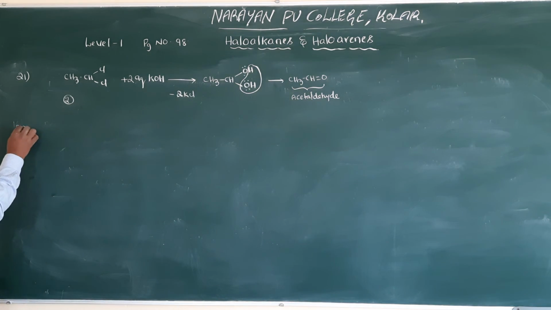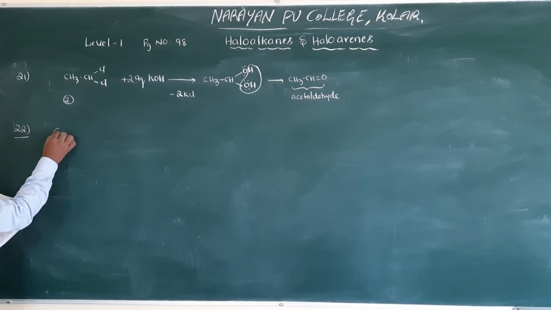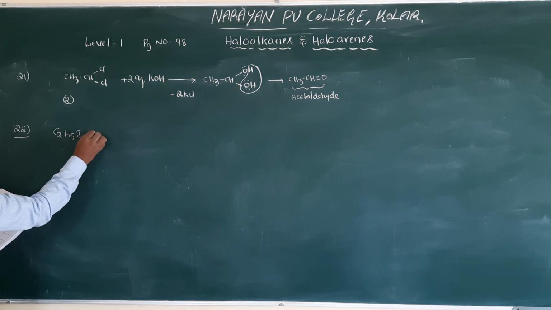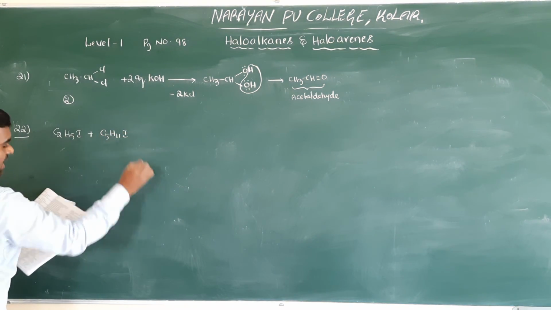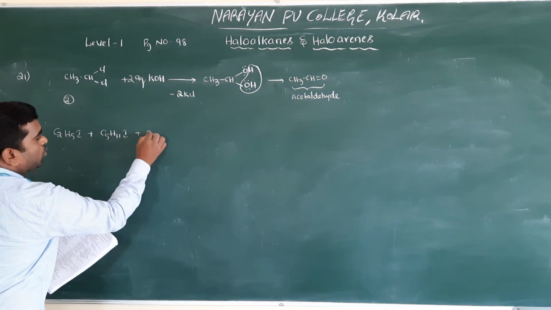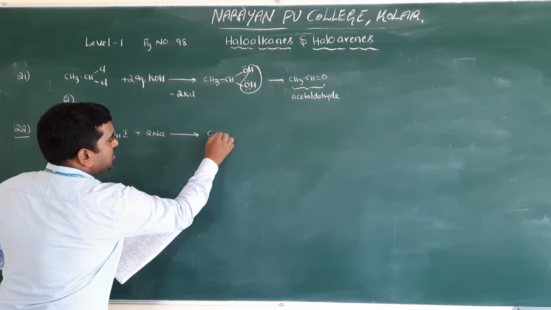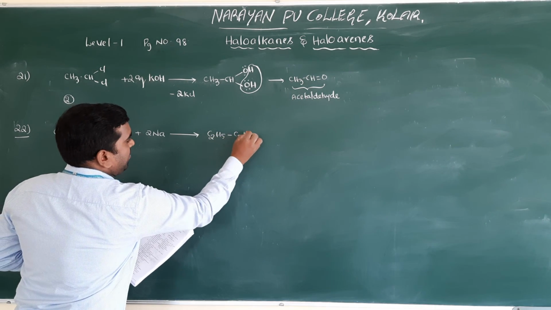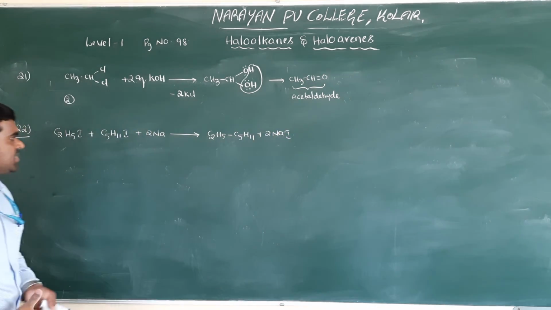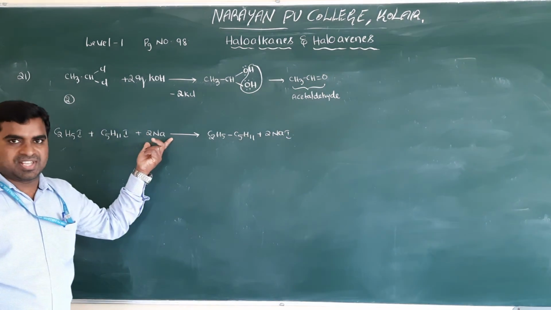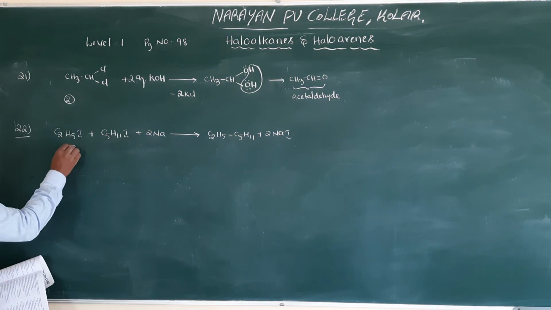And next is question number 22. What have they given? C2H5I plus C5H11I is treated with 2 moles of sodium. Then it gives C2H5-C5H11 plus 2NaI. What is the reaction? I already mentioned: whenever alkyl halides and sodium are there, it is the Wurtz reaction. So option 3 is the correct one.